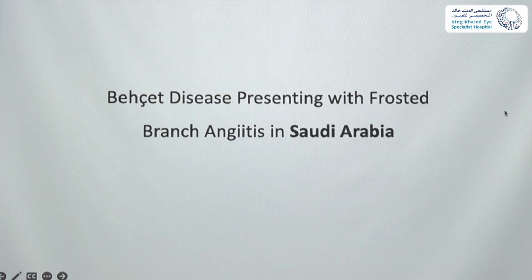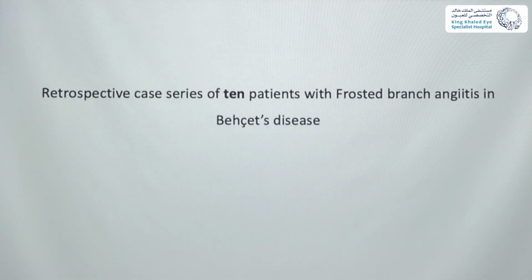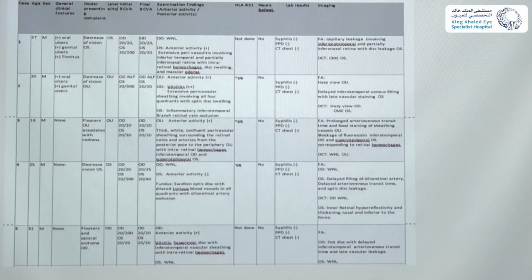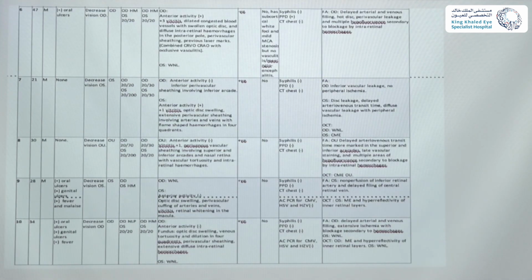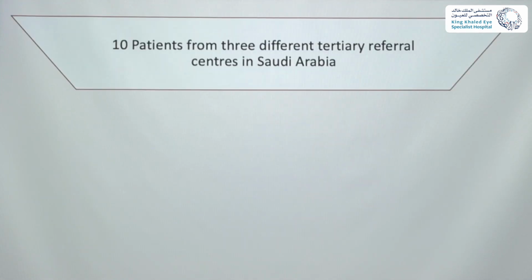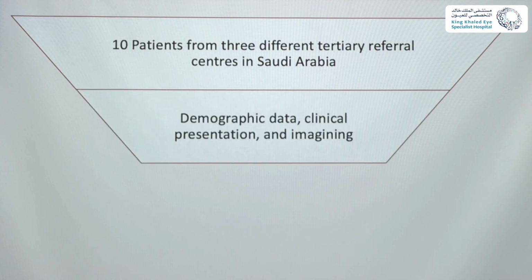So let's go through the cases that were seen in Saudi Arabia. We are conducting a study, but it's not yet published. This is a retrospective case series of 10 patients with frosted branch angiitis and Behcet disease. This table summarizes the demographic data and clinical presentation of all the patients. There are 10 patients from 3 different tertiary referral centers in Saudi Arabia, one from KKESH, one from KSU, and the other from Dammam.